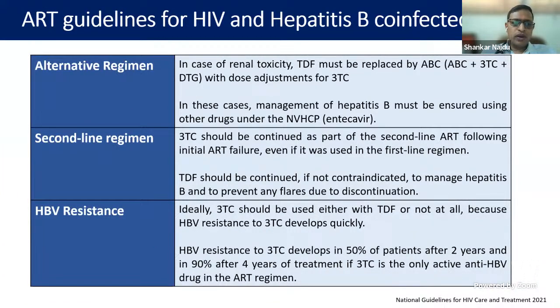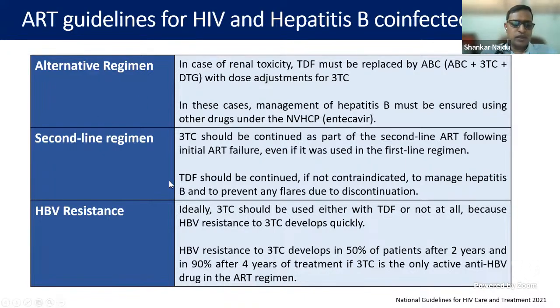So again, the alternative regimen, as I've already told, is that tenofovir be replaced by abacavir, and we should use entecavir in place of tenofovir for controlling hepatitis B. Whenever we are shifting these patients to a second-line regimen, we should always continue the tenofovir and lamivudine, even if the patient has failed on these two drugs, which are a component of the first line, because this is to prevent the flares of hepatitis B among those patients who discontinue tenofovir or lamivudine.